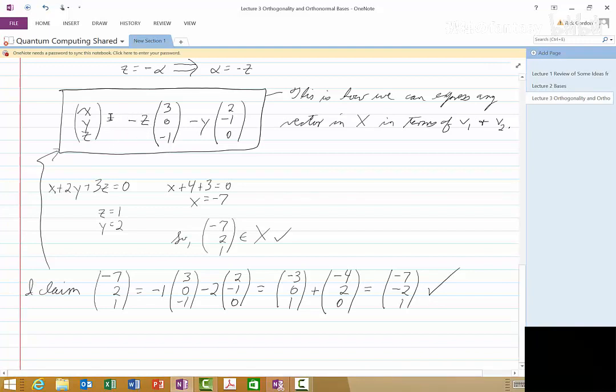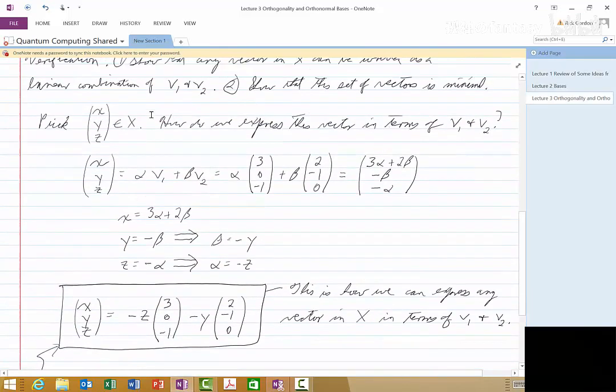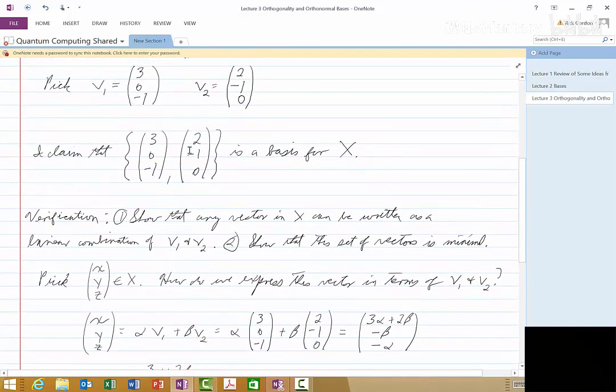I've shown that it will work out. I'm still going to show you why the x component works out. It's clear why the z and y components work out. I'll show you why the x component works out in just a moment. And as far as (3, 0, -1) and (2, -1, 0) being a minimal set is concerned, I think that's pretty clear, simply because these vectors are not multiples of each other.